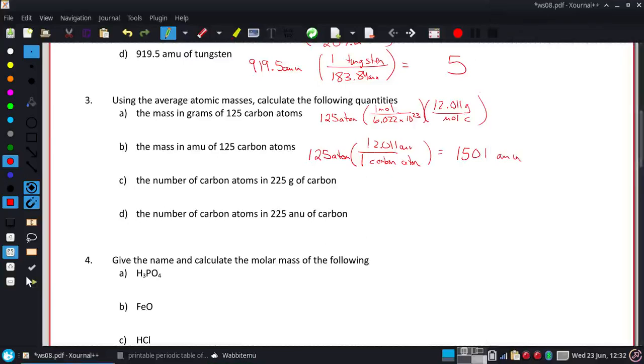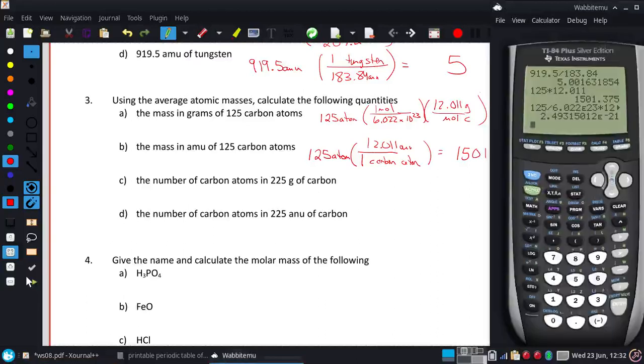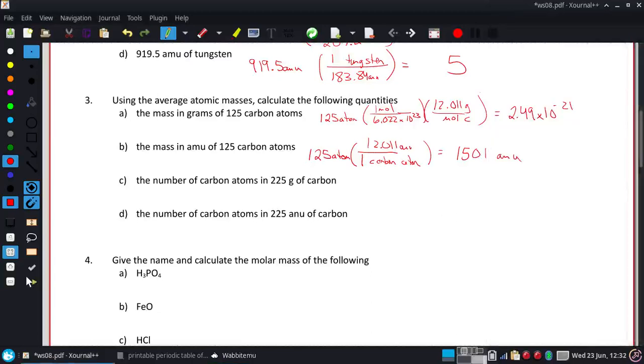And we get 2.49 times 10 to the negative 21st. That was 21st, wasn't it? Yeah. All right, so we have that extra step when we want to compare atoms themselves to grams. If it was atoms to AMUs, it's kind of like them before, and we're going to see that here.